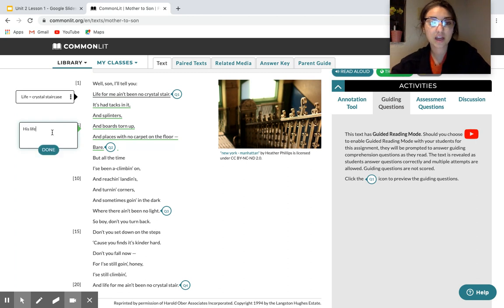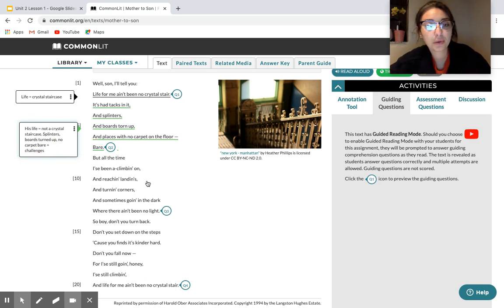So his life, not a crystal staircase. I'm going to say all of these things, like splinters, boards torn up, no carpet, bare, all of these words make me think that he has had a challenging life. So all of these are metaphors for all of his challenges that he's gone through.